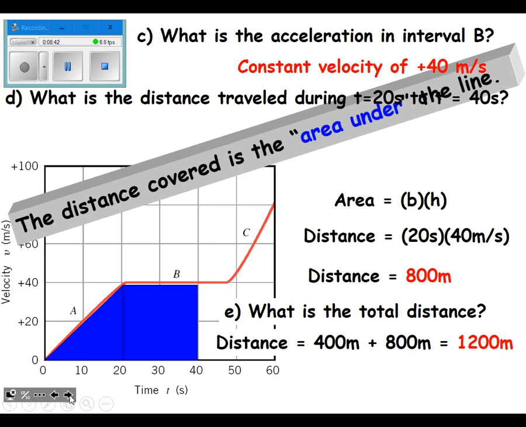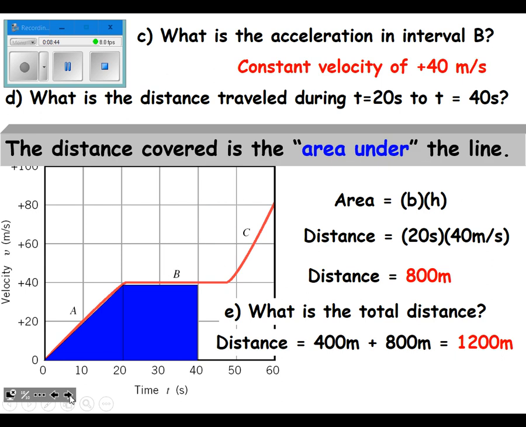So distance under the line, or excuse me, area under the line on a velocity versus time graph is distance. We'll put that in our notes.